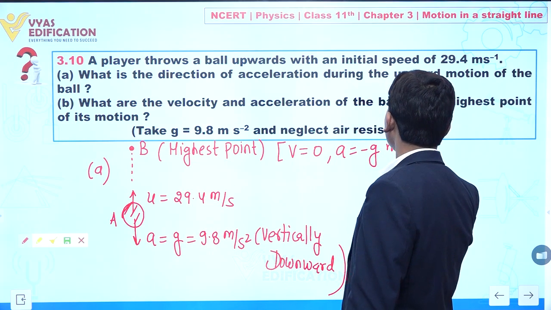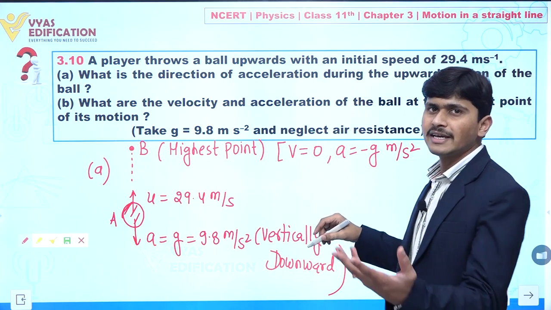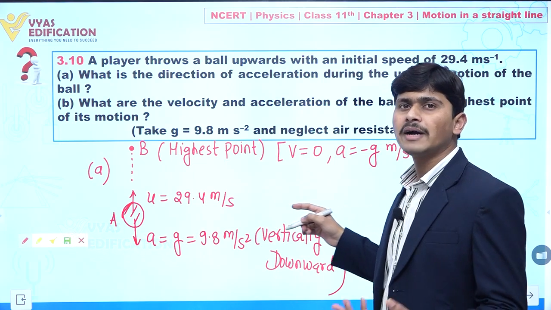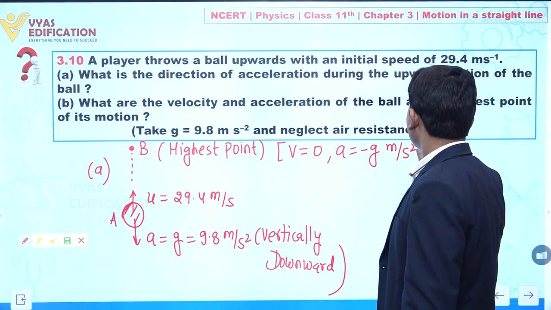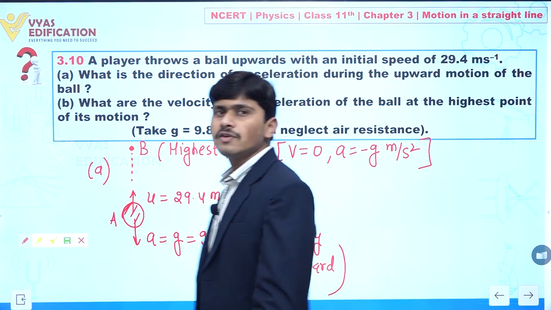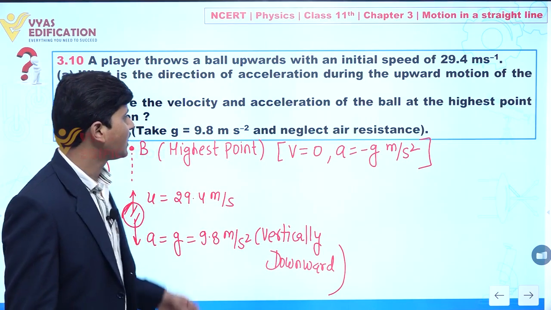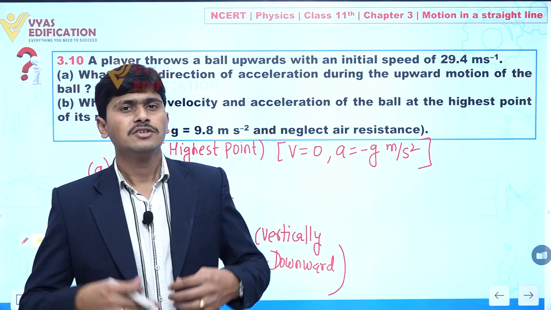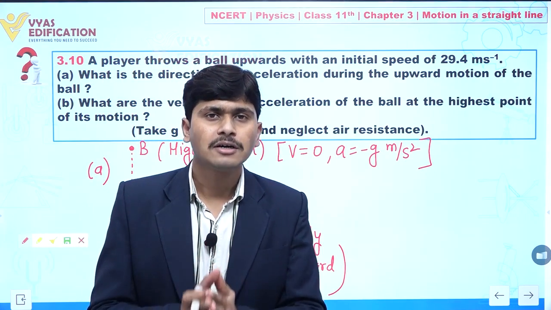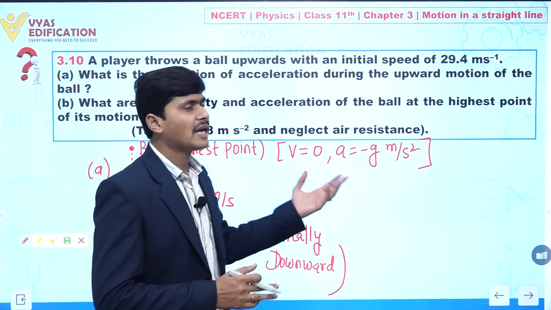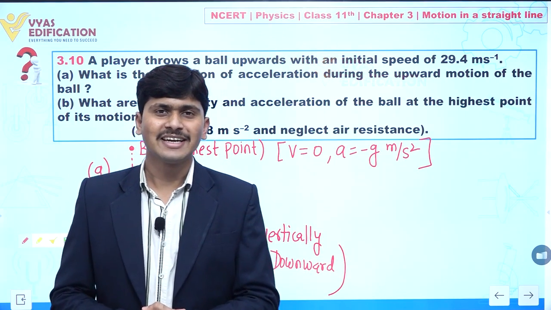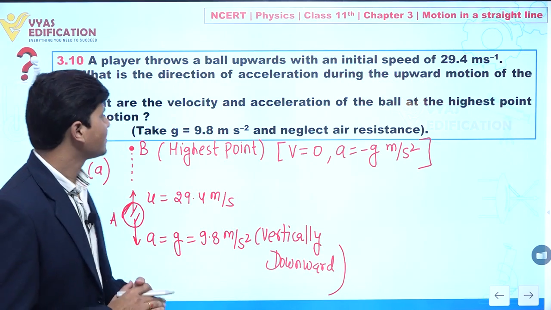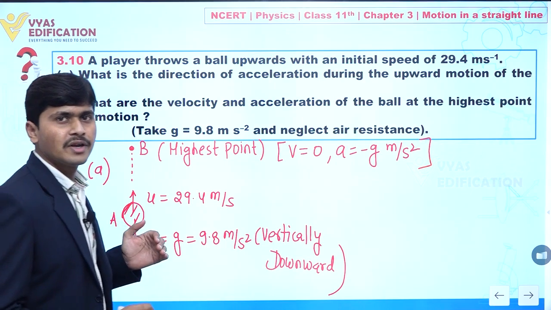If we take the upward direction as positive, then acceleration is equal to minus g meter per second square. So the velocity at maximum height is 0 and acceleration is equal to minus g, or in terms of magnitude, 9.8 meter per second square. Clear to everyone? So this is the answer of part A and part B. Clear?